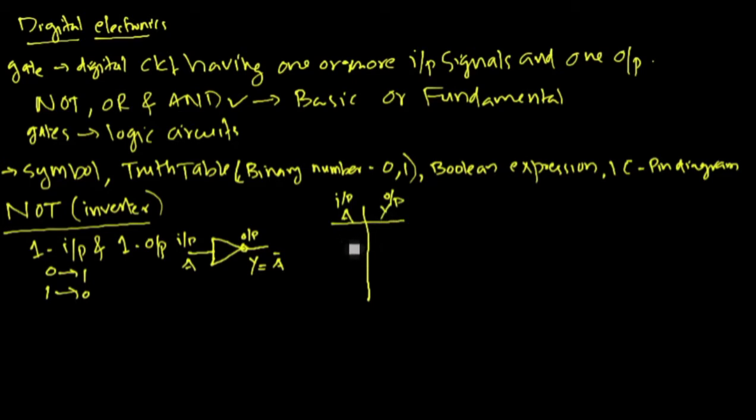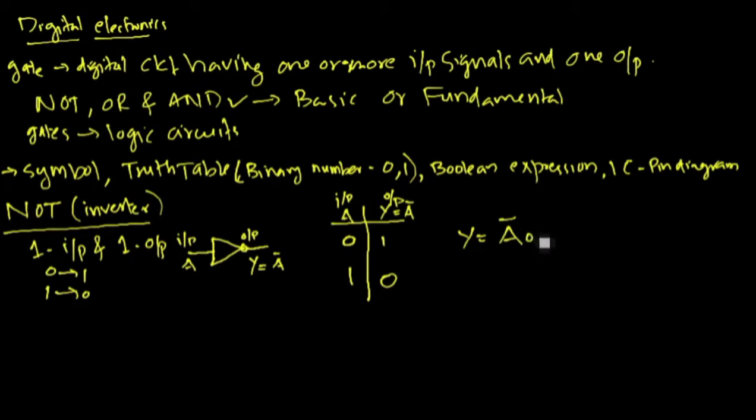For different combinations of input, the possible combinations for a single input terminal are either A equal to 0 or A equal to 1. When A is 0, the output will be 1, that is A complement, and when the input is 1, the output will be 0. The Boolean expression is the expression relating the input and output, so the output is always equal to A complement.